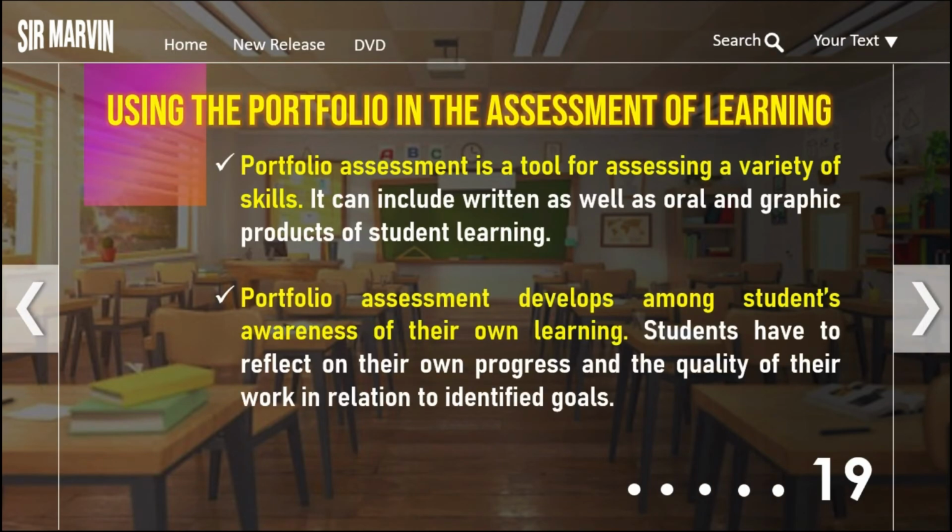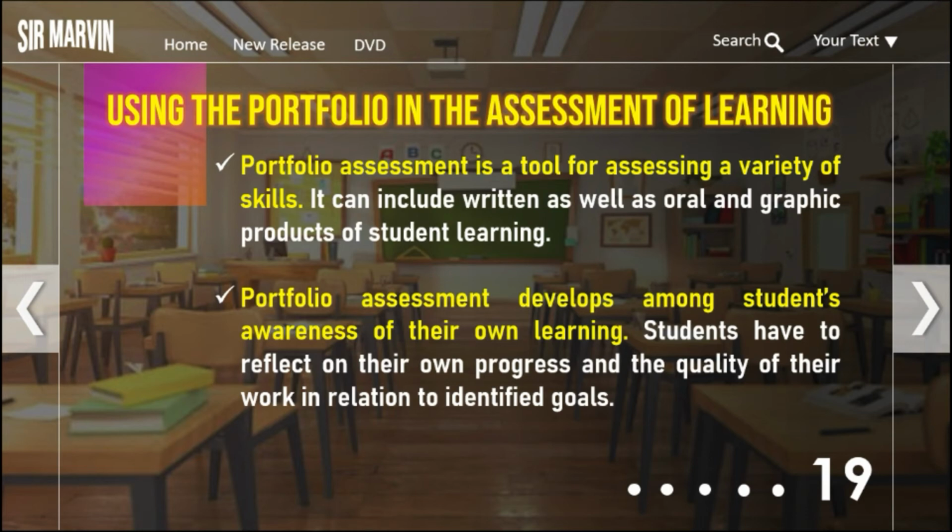Next one, portfolio assessment is a tool for assessing a variety of skills. It can include written as well as oral and graphic products of student learning. So, napaka-flexible ng portfolio assessment, okay? It can assess variety of skills. Kahit ano pwede niya namang ilagay dun sa portfolio niya, mga documentation ng kanyang best work.